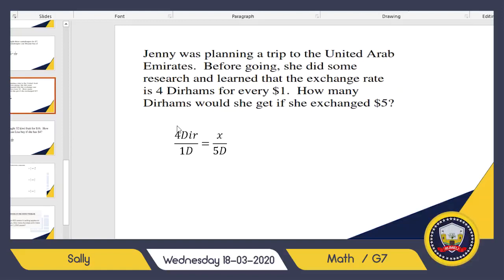Jenny was planning a trip to the United Arab Emirates. Before going, she did some research and learned that the exchange rate is 4 dirhams for every $1. So 4 dirhams for every $1. How many dirhams would she get if she exchanged $5? So here, I will write the ratio 4 dirhams over $1.